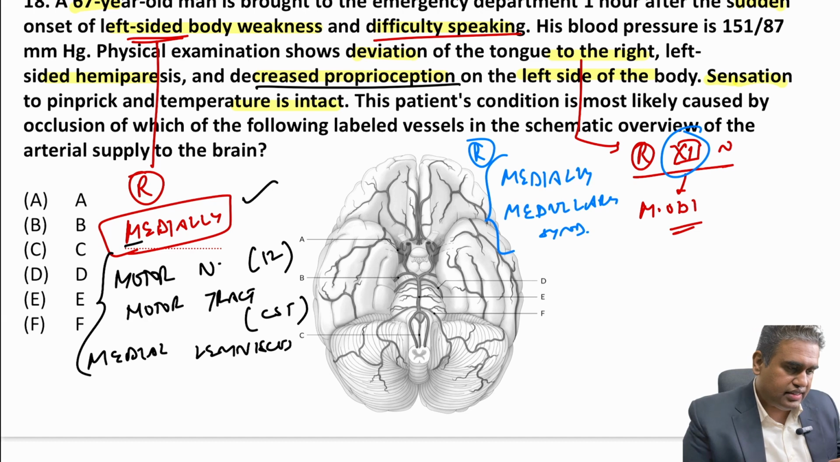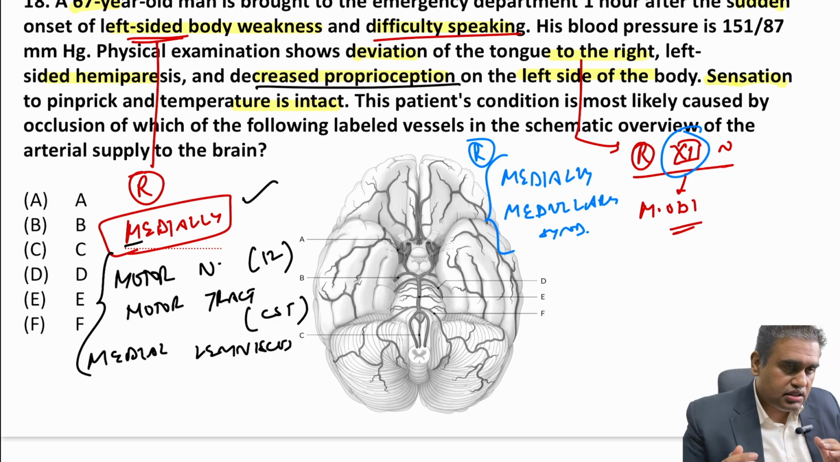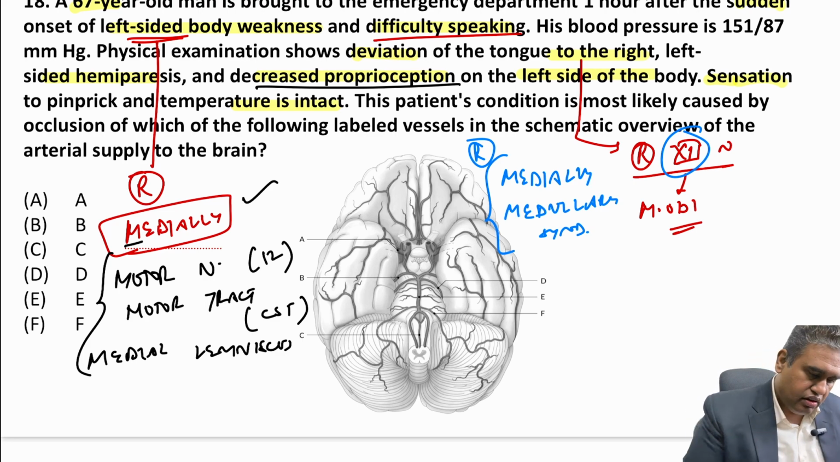So this body is affected on the left side and the right 12th nerve is involved, so there is a problem in the tongue of the right side. Now medial medullary syndrome, which artery will supply it? Well, let me tell you over here.